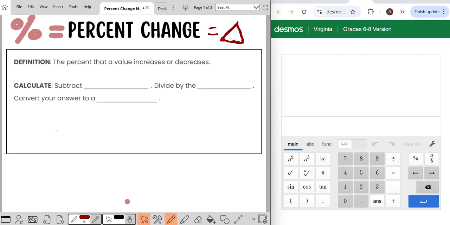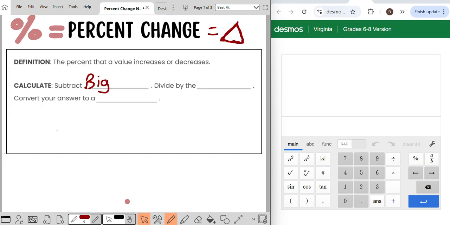The definition of percent change is the percent that a value goes up, increases, or goes down, decreases. All right, so that's our definition. And we're going to show you how the formula works first. Then we'll go to some examples. The first thing you're going to do is find the biggest number in the problem. All right, and you're going to put the big number first.